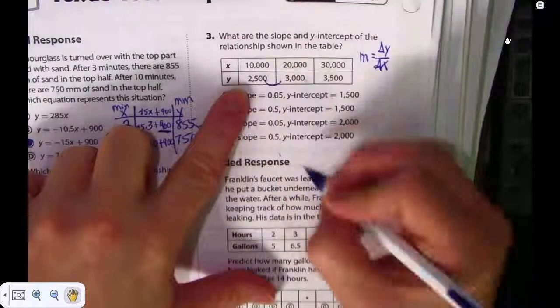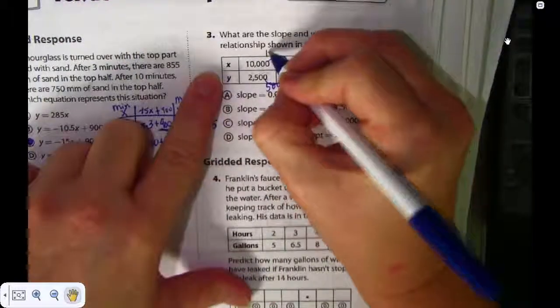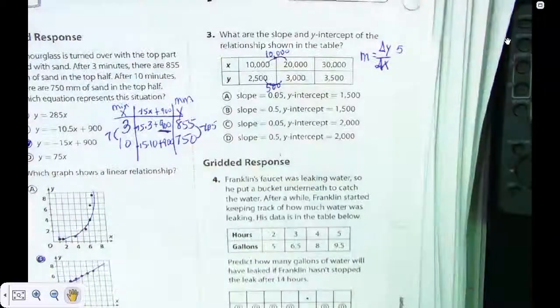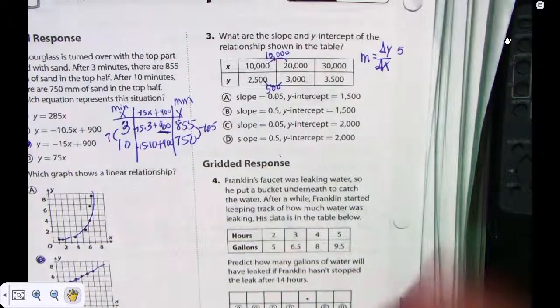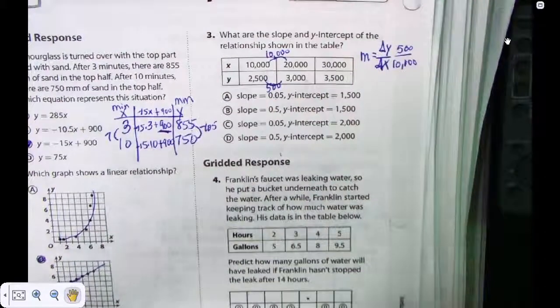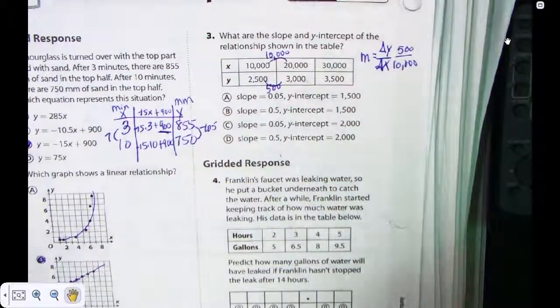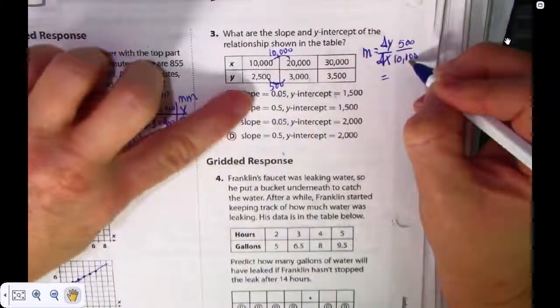Changing y over changing x. So what happens to the y's right there? 500. What? The x's? 10,000. So what am I going to write? Well, let's not say it wrong. That confuses people. Please, let's think about what we're saying, because it confuses people when you say the wrong thing.